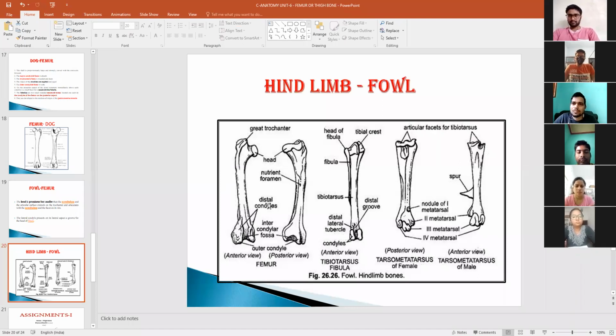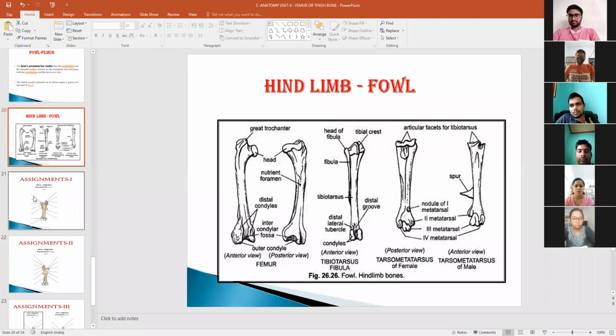In between two condyles, the distal condyles, this fossa is deeper and located from the distal two-thirds up to the last position. So this is the distinguished point related to the femur of the horse.